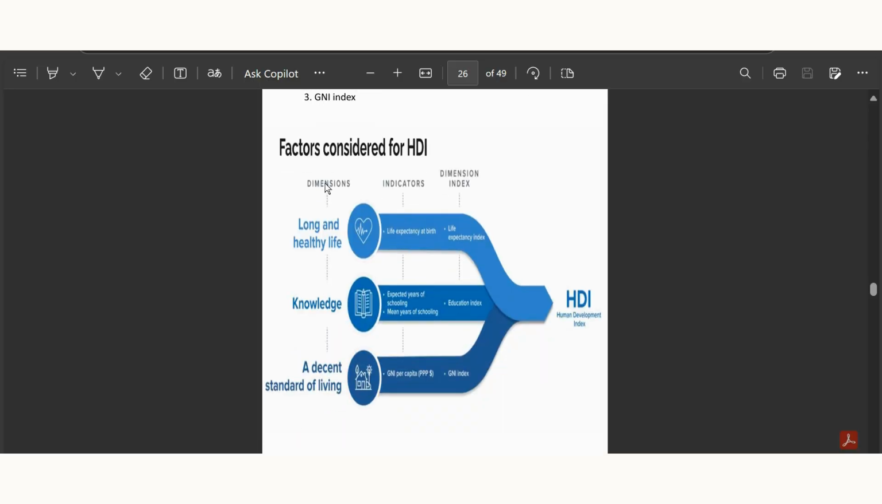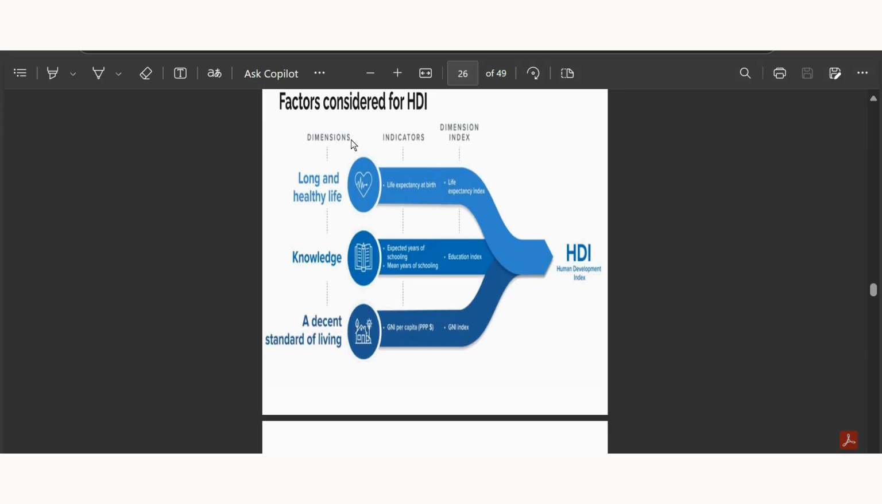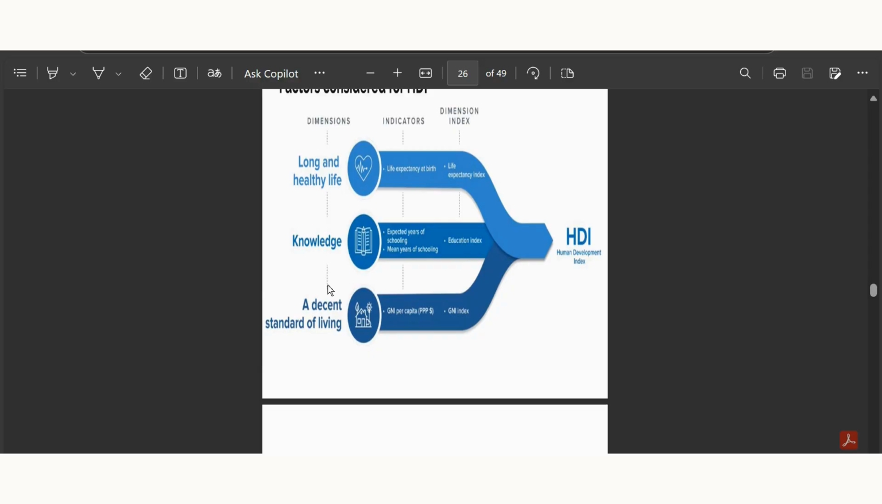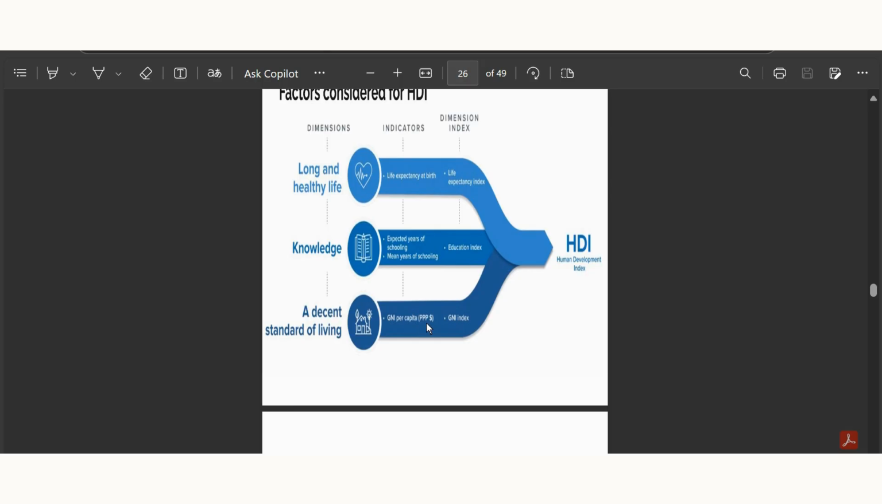For the dimension long and healthy life, the indicator we considered is life expectancy at birth, and the dimension index is the life expectancy index. For the dimension knowledge, we considered two indicators: first, expected years of schooling, and second, mean years of schooling. The dimension index for knowledge is the education index. And for the dimension a decent standard of life, the indicator is GNI per capita and the dimension index is the GNI index.